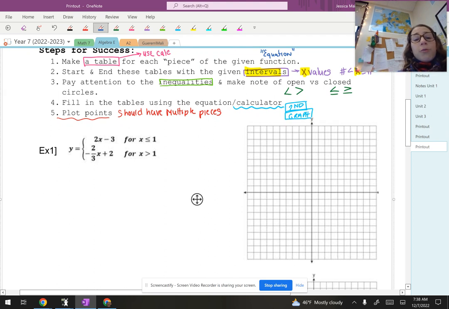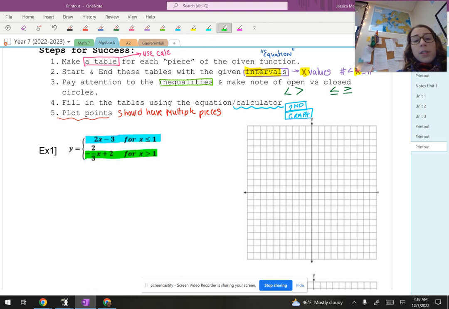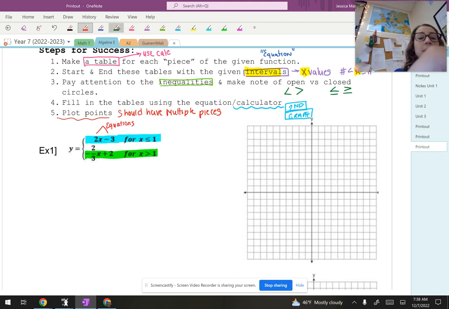So you can see here we have two pieces to this equation. We have a piece that is this, and then we have the secondary piece. Making a note of this right here. These pieces are the equation parts, and these pieces tell us when to use them.